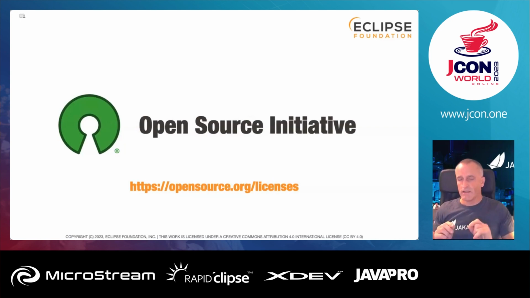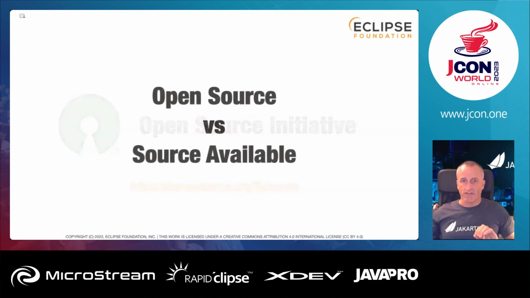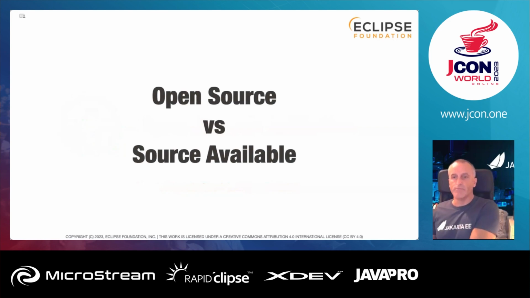And one of the, I don't want to go into the licenses because that gets kind of complicated, but one thing that it's important to know is that there is a difference between open source and source available. So just because the source is out there and you can read it, doesn't necessarily mean that you can use it. So source available is about access to the code, but there may be restrictions on use.